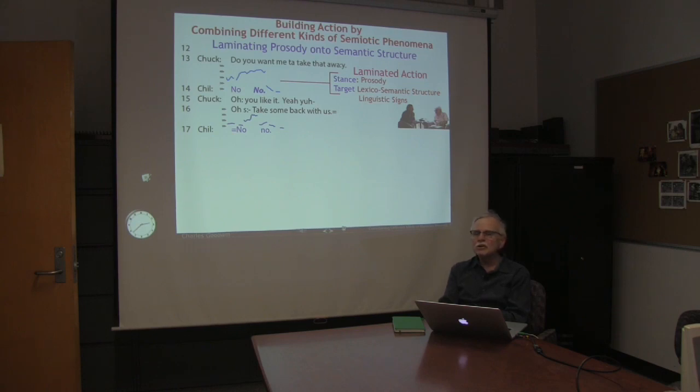But what you can do as a human being is build action by bringing together very different kinds of materials, very different parts. And I want to start with something that's super simple, which is prosody. In other words, the way that you speak the words. And again, I'm going to look at a sequence in which Till uses exactly the same words again and again. No. But each use of those words constructs a different kind of action, both because of what it's replying to, but also through his prosody. Let me play this sequence now.